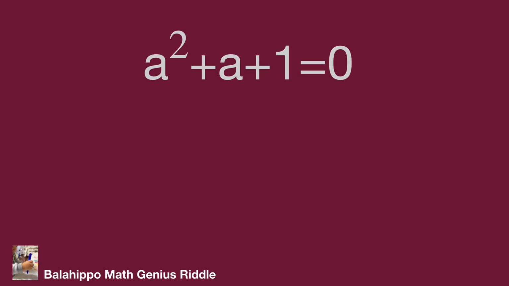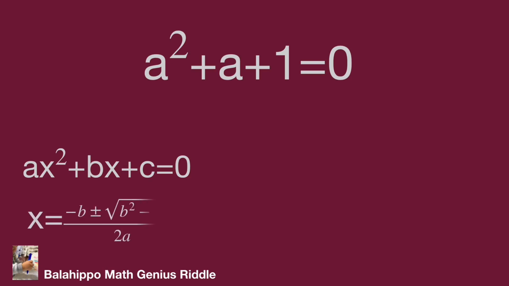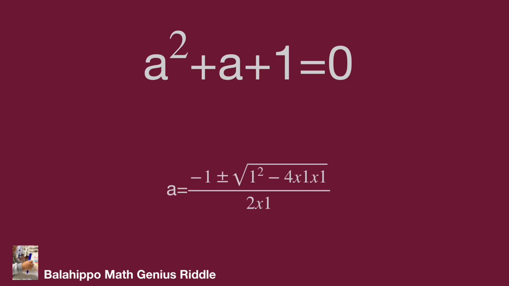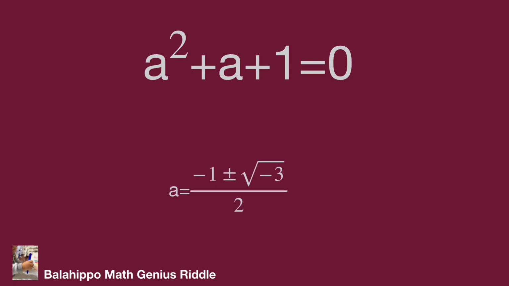The formula to find x from ax squared plus bx plus c equal to 0 is x equal to minus b plus or minus square root of b squared minus 4ac over 2a. Adopt the formula to get a equal to minus 1 plus or minus square root of 1 squared minus 4 times 1 times 1 over 2 times 1. Simplify as a equal to minus 1 plus or minus square root of 3 i over 2.